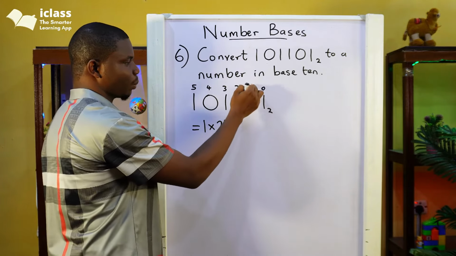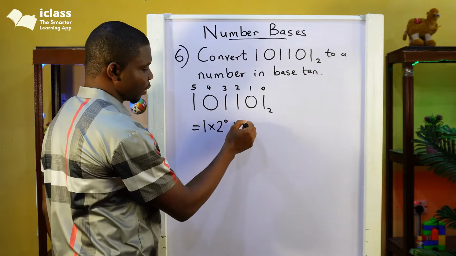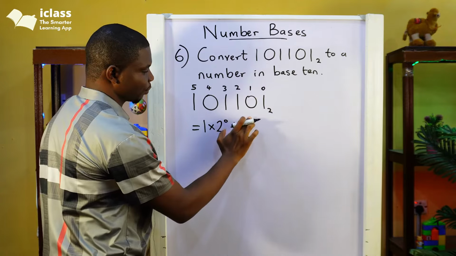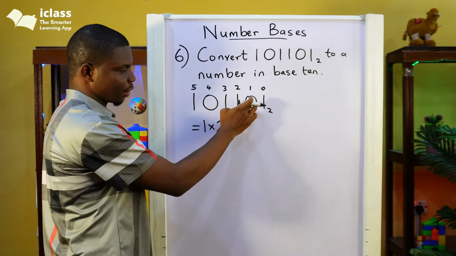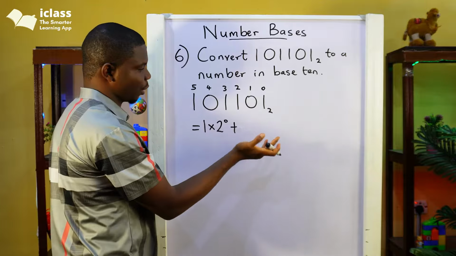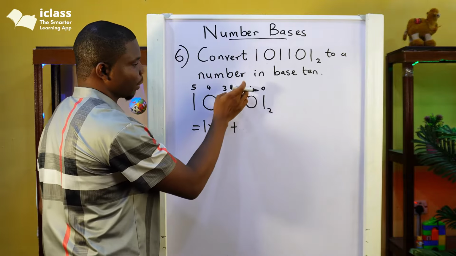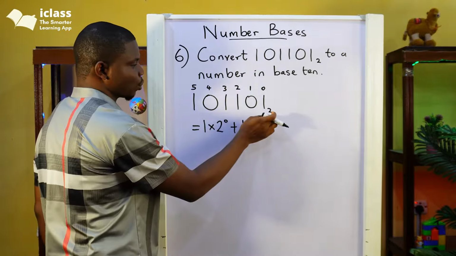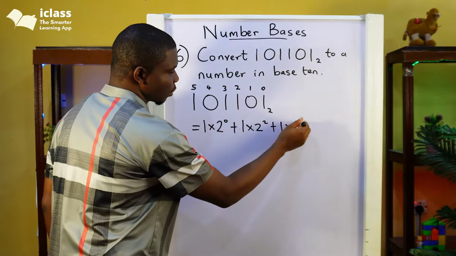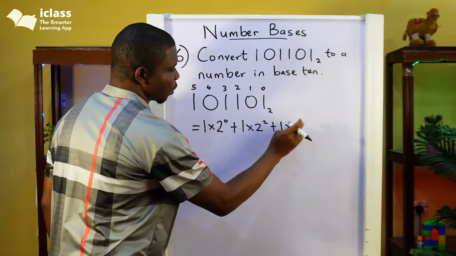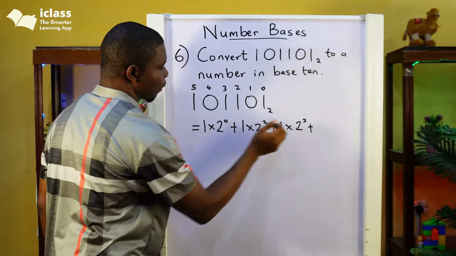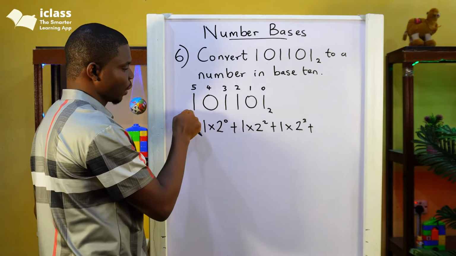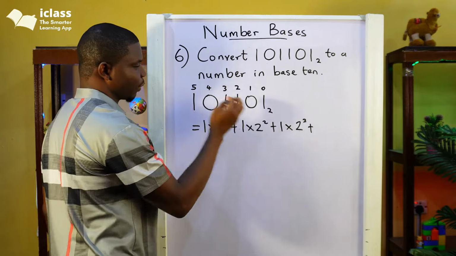0 times 2 raised to power 1. And you know, anything multiplied by 0 is still 0, so I don't need to write this. So anywhere we have 0, I'll skip it. Any digit that is 0 will get 0, so I need to skip that, right? 1 times 2 raised to power 2 plus 1 times 2 raised to power 3 plus this will give us 0. 0 times 2 raised to power 4 is still 0, so this is out. 1 times 2 raised to power 5.